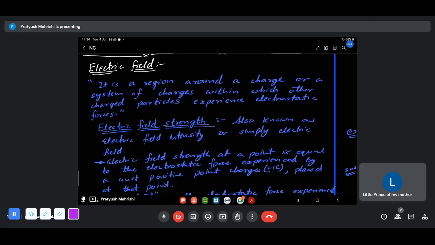What is electric field? Whenever we say the word field, in general language, field means what? Field means where we sow crops. That area we call a field. Now, similarly, this field is also a region.